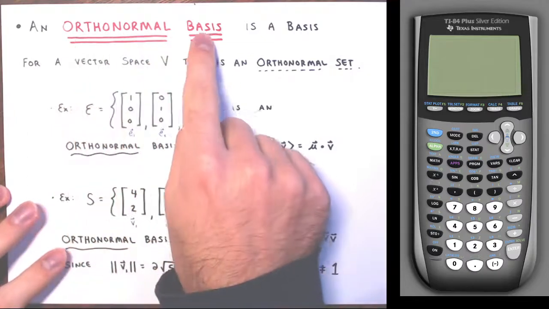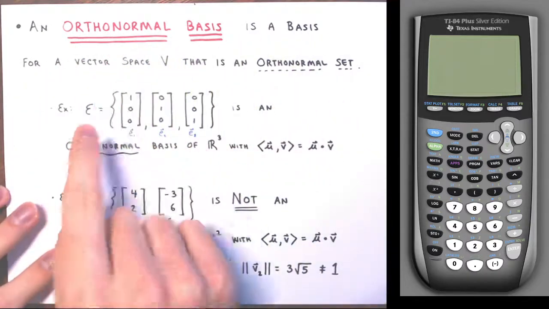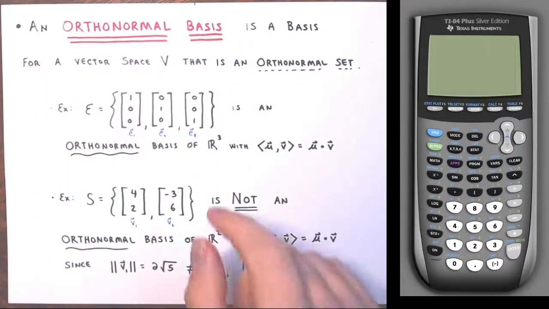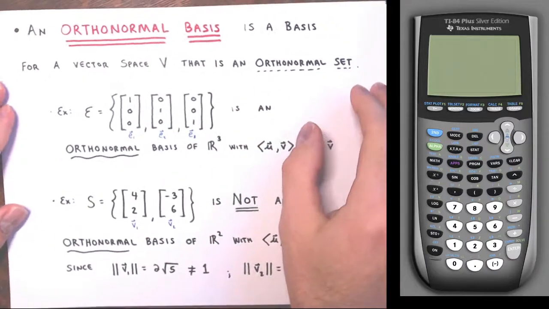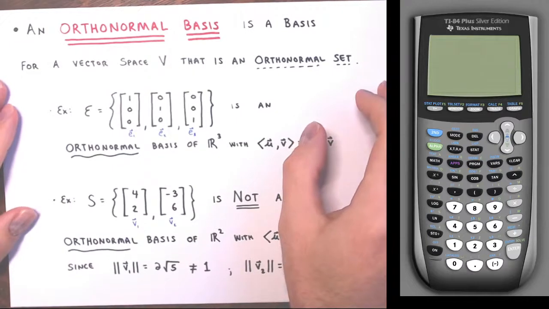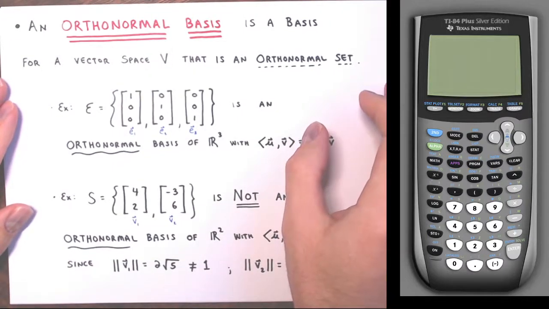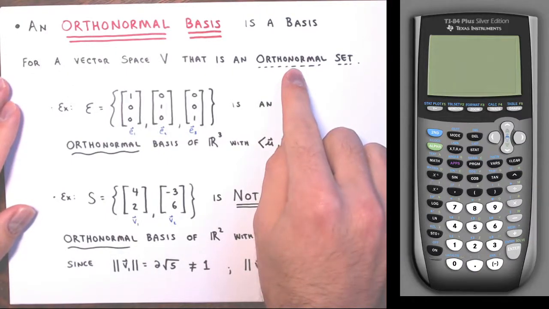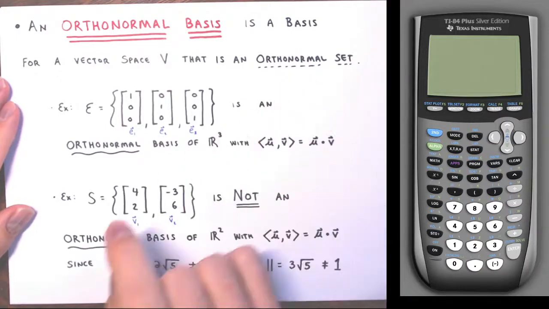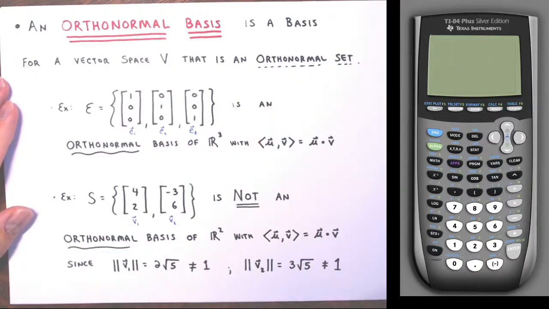So an orthonormal basis is a basis for an inner product space V that is an orthonormal set. So again, it's a basis, so it spans V, it's linearly independent, and it's an orthonormal set, meaning that every pair of vectors in the set is orthogonal, their inner product is 0, and every vector is a unit vector. In an orthonormal set, every vector has a norm of 1 unit.